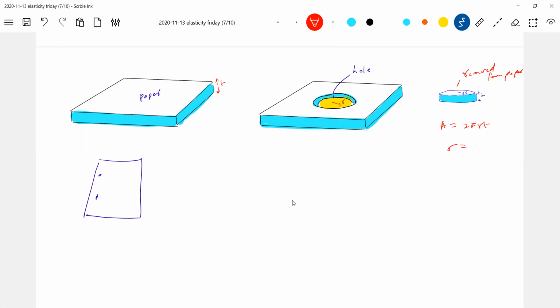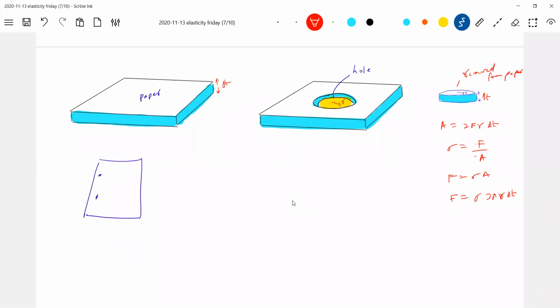Then what is sigma? How do you define sigma? F by area. Sigma is the stress you are going to apply, and A is 2 pi r delta t, where delta t is the thickness. So A is 2 pi r into delta t. What is sigma? Sigma is the stress.